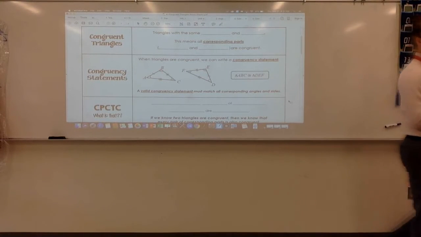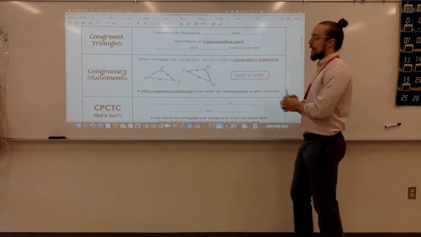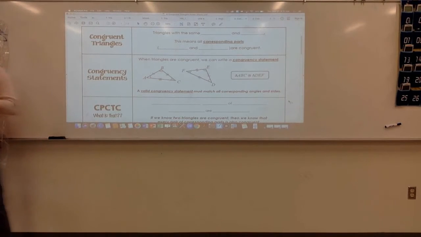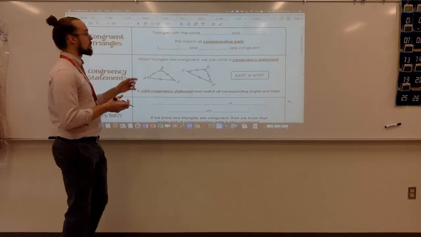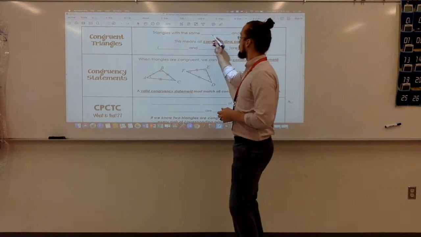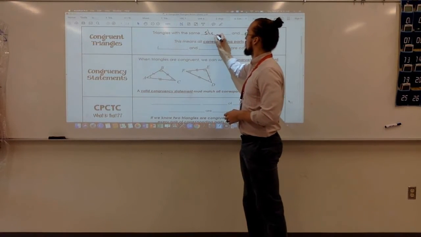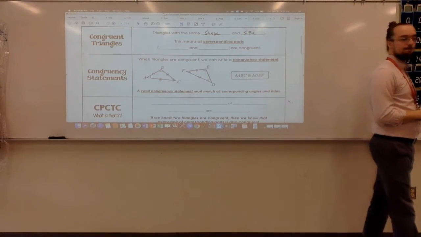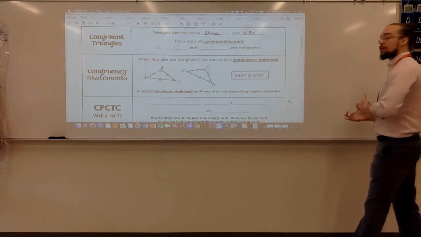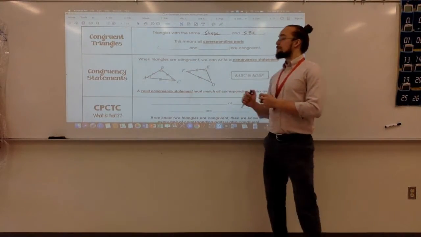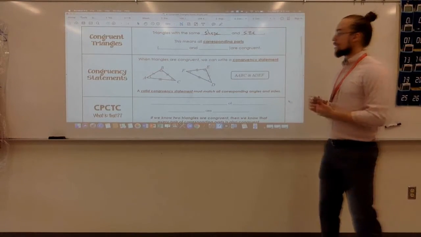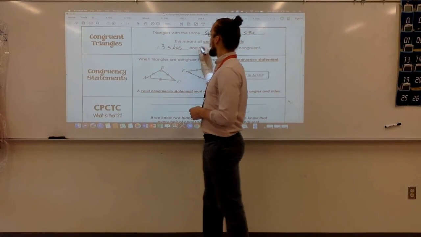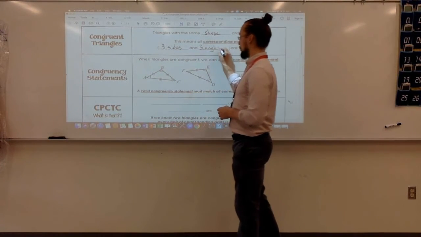Alright, this section is all about congruent triangles. Now, we've talked about what congruent means a little bit before, but congruent is basically just same shape, same size, the exact same figure. What we're going to look at today is the idea that this means all corresponding parts of the triangles. This means that all three pairs of sides and all three pairs of angles are congruent.